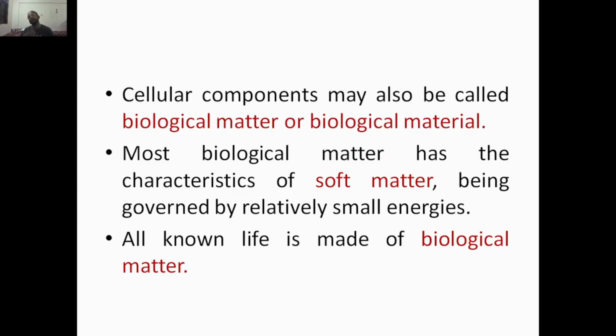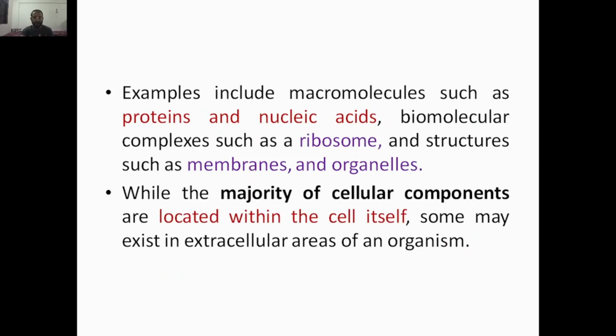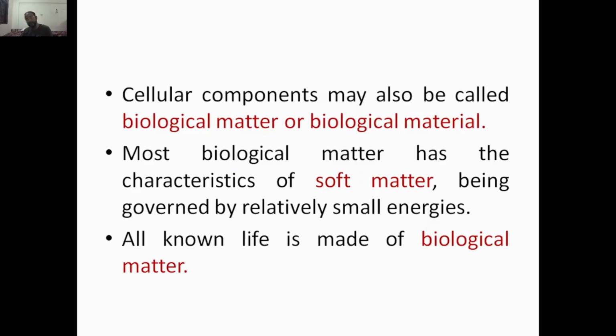Cellular components may also be called biological matter or biological material. Why biological matter? Because the components contain functional subunits. Why biological material? Because, for example, a ribosome, an organelle, or membranes act as a material. All these things can be utilized for a particular function. So cellular components may also be called biological matter or biological material. If a one-mark question asks what biological matter or biological material is in this module, then you understand that we are talking about cell components.